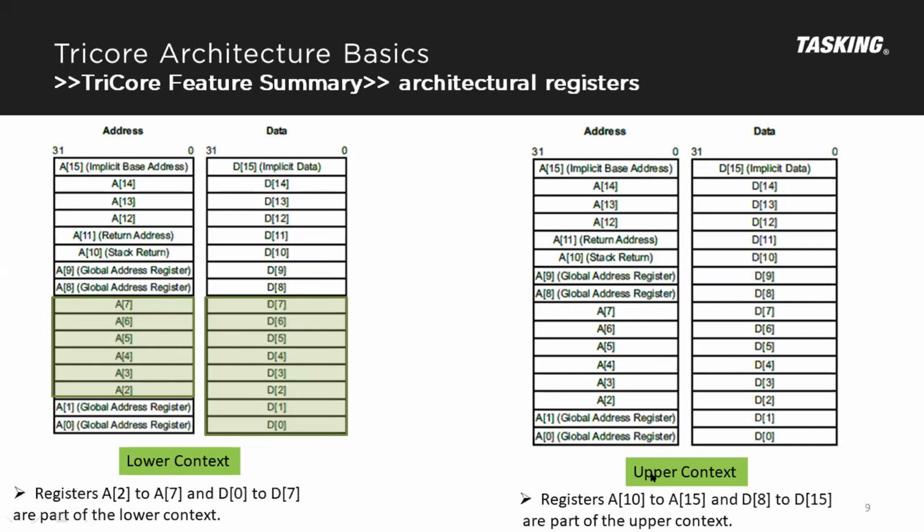And the upper context contains A10 to A15, and from the data registers, D8 to D15. And please note that, as we agreed, A0 and A1, A8 and A9 really don't belong to either the lower context or the upper context. As we agreed, they are used by the operating system to reduce the system overhead. This is the idea behind these registers.